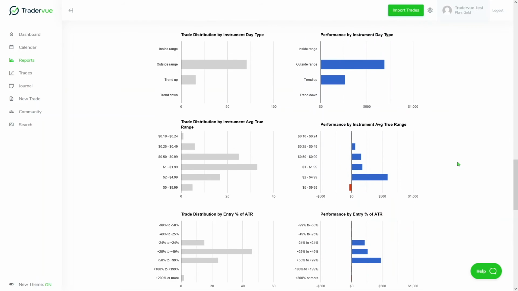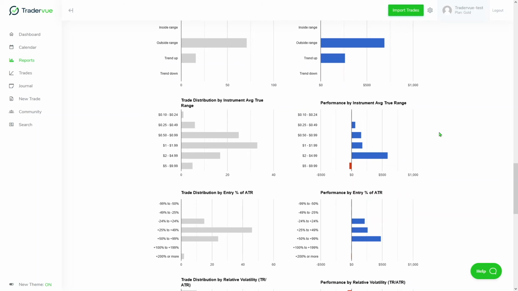Another one that I like to look at is the performance by instrument average true range. Basically this gives us a good understanding of what stocks we should be selecting in terms of average true range. So for example, this trader, you could say that almost the higher the average true range, the better it performs, except when it gets too high. But there is a very low sample size in this case.